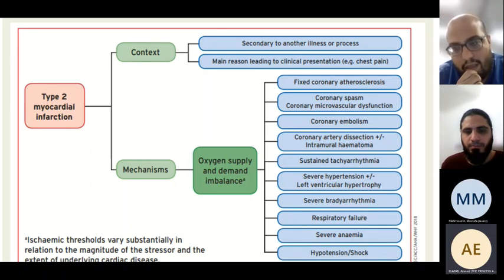It is clear that type 2 is secondary to another process, while type 1 is secondary to a process developed inside the coronary arteries. Is this the main difference, or is there something else?